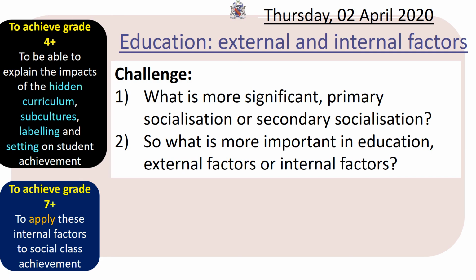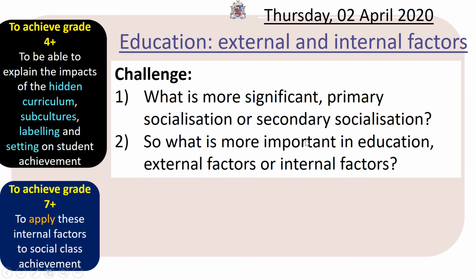Okay, now you've got those lists. Think about them. Which is more significant? Primary socialisation or secondary socialisation? You should recognise this term. Primary socialisation is in the family. Secondary socialisation is at school. So where do you learn norms and values, the things you think are important, things you think are right or wrong? Do you follow the values of your family or the values you've been taught in school more?